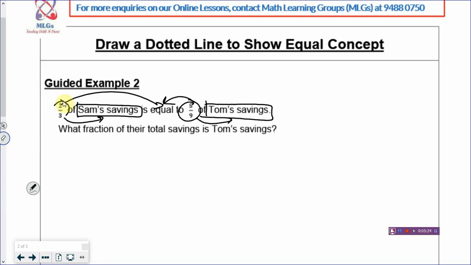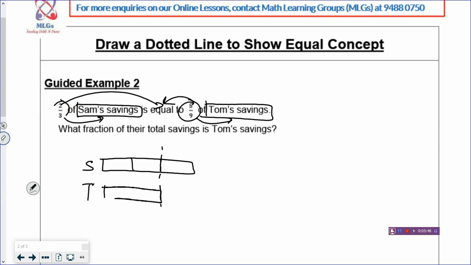Alright? Okay, now can we draw the model? Yes, we can. So you draw Sam's savings, which is a total of 3 boxes, and 2 boxes is equal. When you see an equal concept, or something that's equal, you draw a dotted line. And it is equal to 5 boxes of Tom's savings. So you draw another equal box up to the dotted line, and you cut it into 5. And Tom has a total of 9, so you need to draw another 4 more boxes.